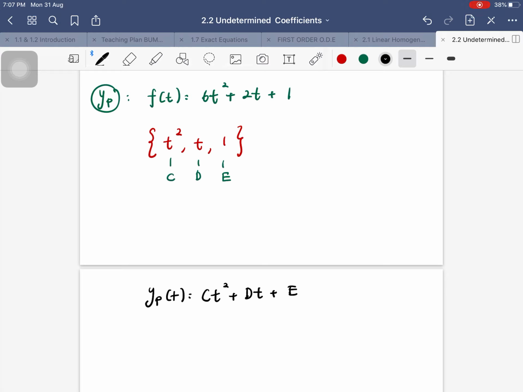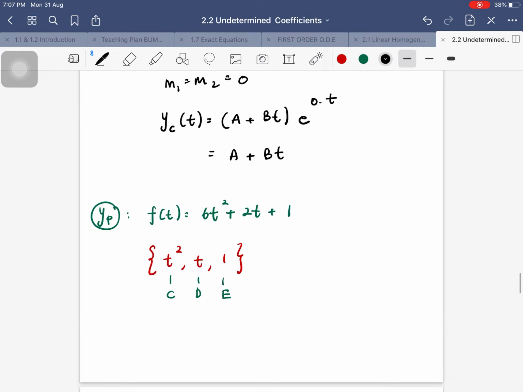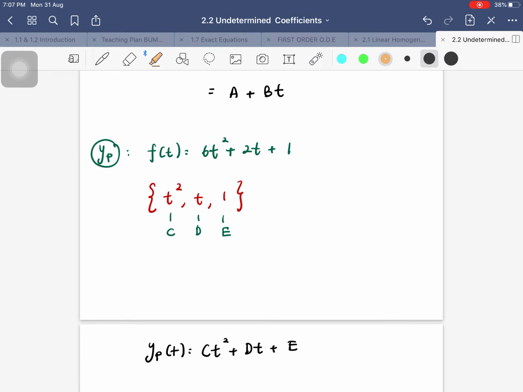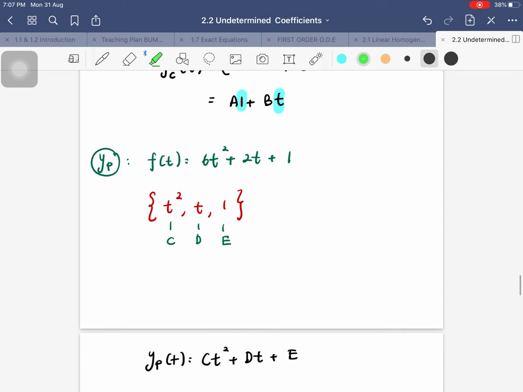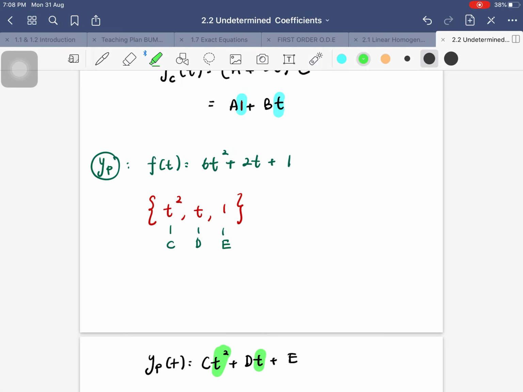And I did mention to you in the previous example, make it a habit. After you have written your yp, straight away check for the condition that yc and yp must be linearly independent. Okay, now let's check for the linear dependency. Here, remember, this is not a by itself, it's actually a being multiplied by 1. So when I remove the a, I'll have 1 and t. And for the yp, I'll end up with t squared, t, and also 1. Remember, that is e actually being multiplied by 1.